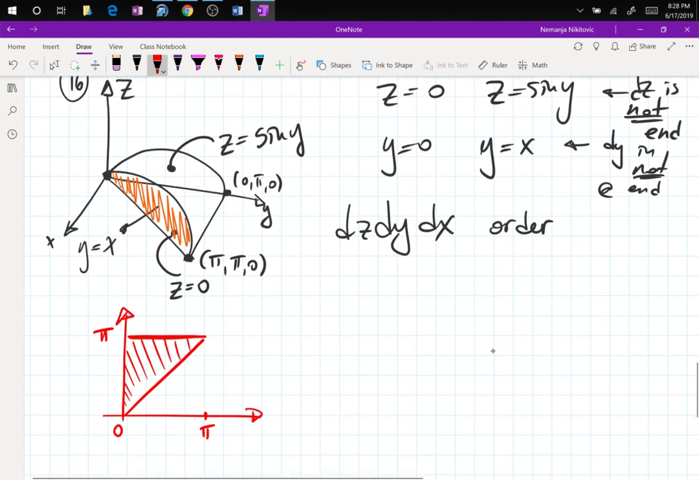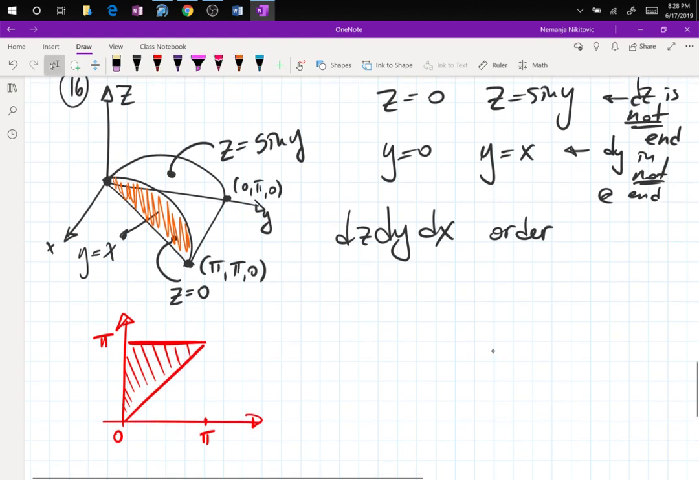Student: Couldn't you say it is dz, dy, dx, or dz, dx, dy, depending on whether you call the function y equals x or x equals y? Yes. Okay. It brings in more headache, though.